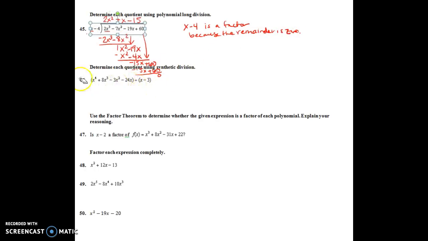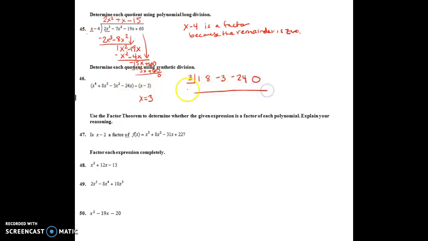In question 46, it's another division problem, but it's using our other method, synthetic division. You have to find the x-intercept of this, and the x-intercept of that is just your positive 3. You use your positive 3 as your 0, and then you write the coefficients 1, 8, negative 3, negative 24, and 0 because there's no constant, and then you synthetically divide.